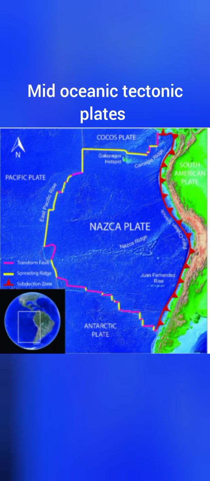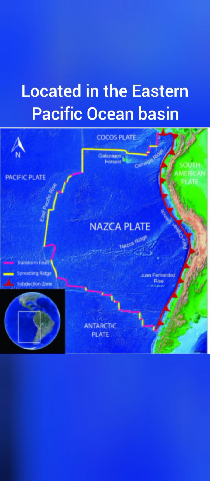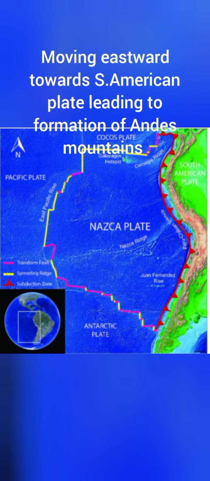The Nazca Plate is named after the Nazca region of southern Peru in South America. It is a mid-oceanic tectonic plate and it is moving eastwards towards the South American plate. It has got both divergent as well as convergent boundaries. Okay, and it has also produced some of the largest earthquakes and seismic waves in the 1960s according to the seismographs.